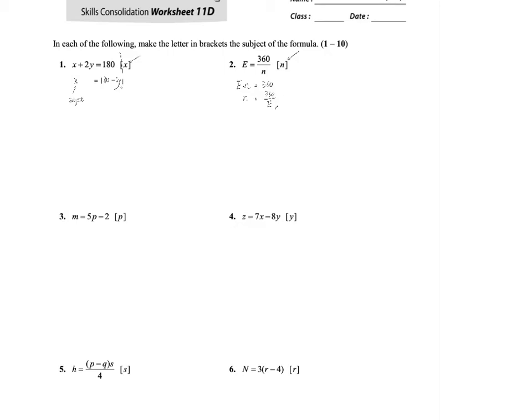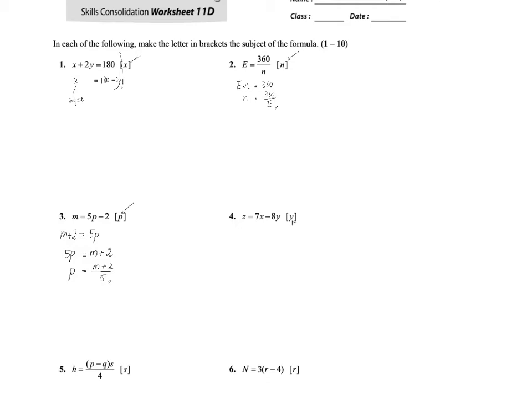Okay, and then for this one, remember I have told you we want to have the bracket on the left hand side. So now this one is on the right hand side. We just reverse the order. Then you have 5p equals to m plus 2, p equals to (m plus 2) divided by 5, like this.